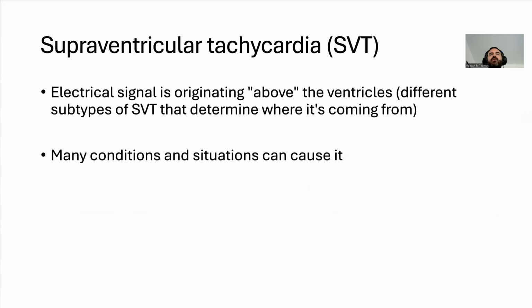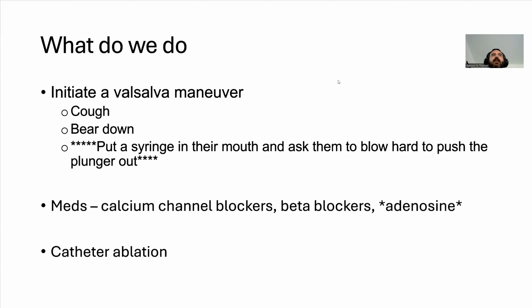So again, as I already said, the electrical signal is originating above the ventricles, right? And I have it here in the PowerPoint, but it depends. There are different types of SVT, and again, SVT is just supraventricular tachycardia, depending on where above the ventricles it's coming from. There are a lot of different situations and conditions that can cause it. They all might look a little bit different, with slightly different presentations, based off of where it's coming from, right?